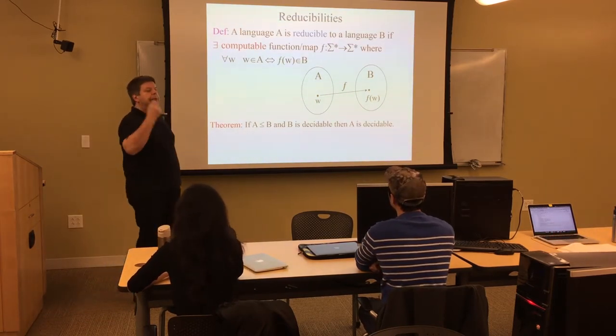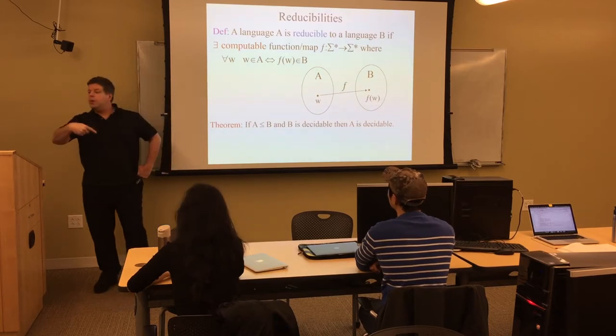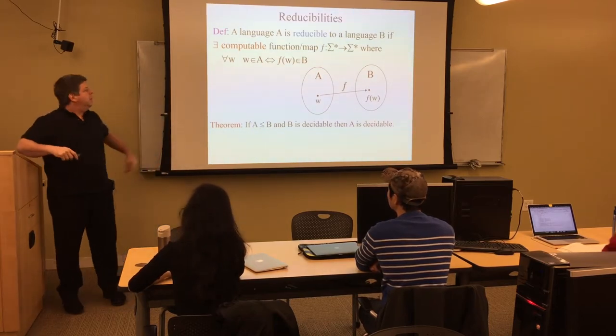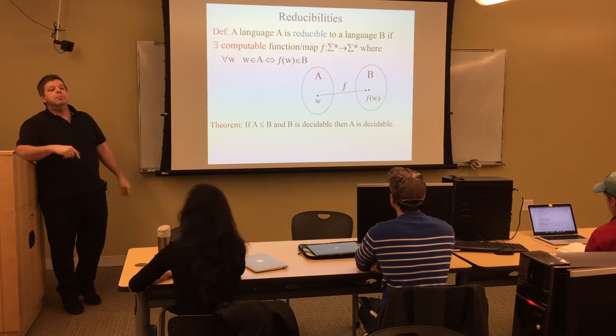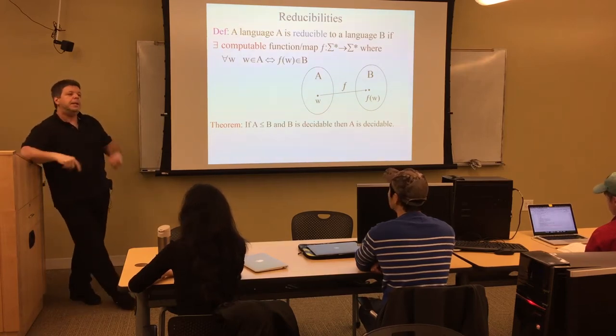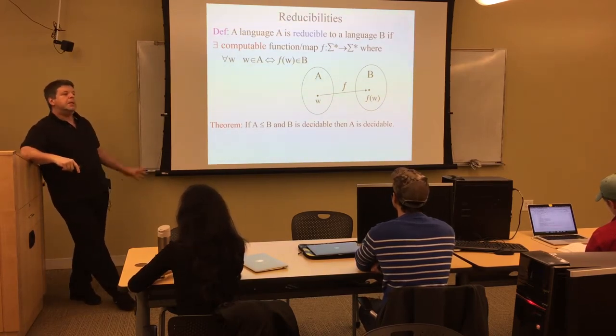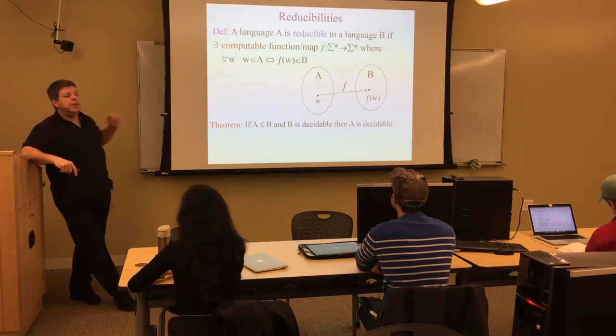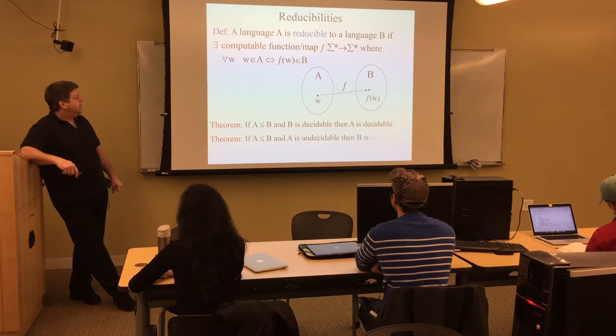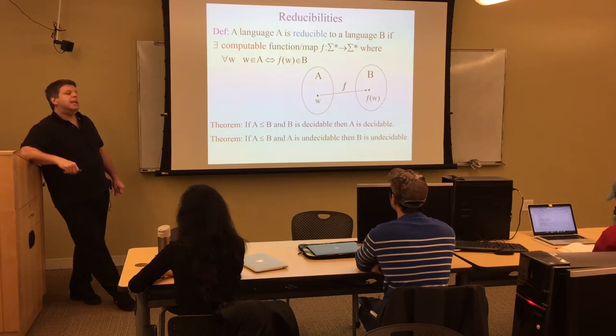It's not just any old mapping. And this mapping doesn't have to be one-to-one or onto or any particular type. Many things in A can map to the same thing in B. It can collide in the range. That's okay, as long as members become members and non-members remain non-members through this mapping. And if A is reducible to B and A is undecidable, then B is undecidable also.